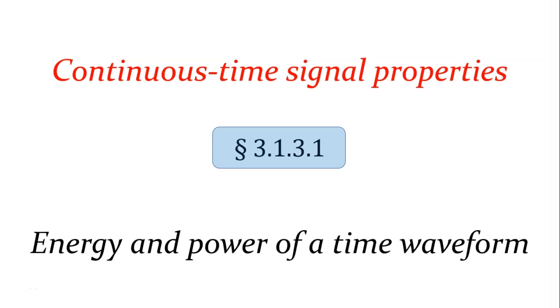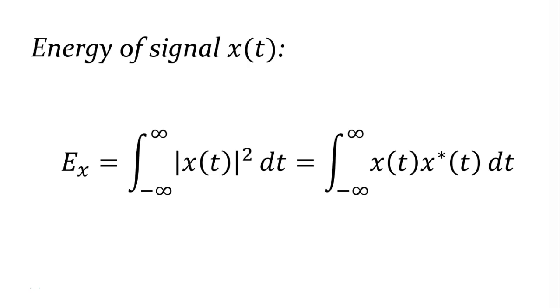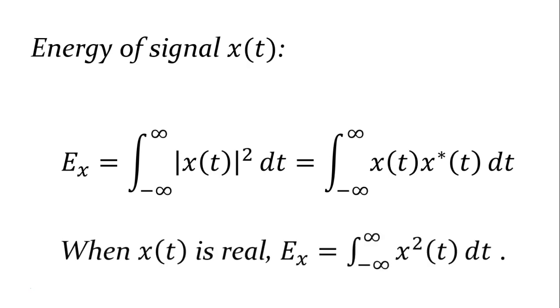Energy and power of continuous time signals. The energy of x of t is defined to be the area of its magnitude squared waveform. Using the property that magnitude squared of x of t is a product of x of t and its complex conjugate, we obtain the second equivalent expression. That was a definition that holds for both real or complex valued x of t.